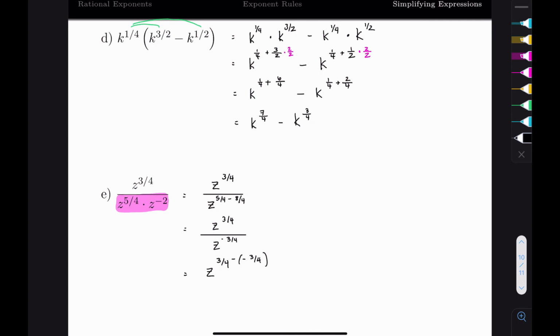So we have the numerator minus the denominator. And luckily that minus minus turns into a plus. So we have 3/4 plus 3/4, which gives us 6/4. And then that reduces to 3/2. And then we can really just leave that as is.